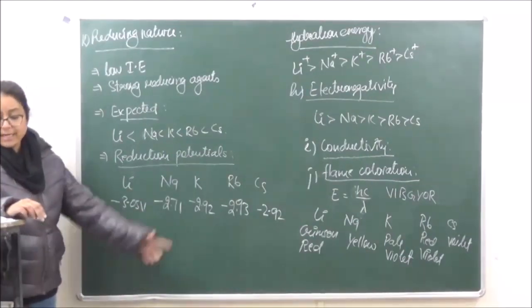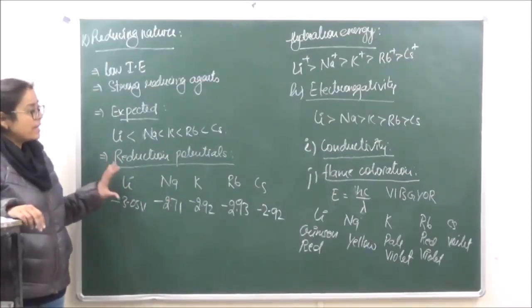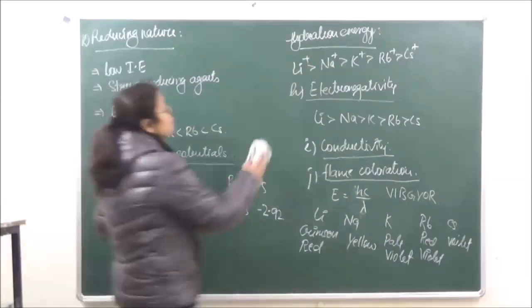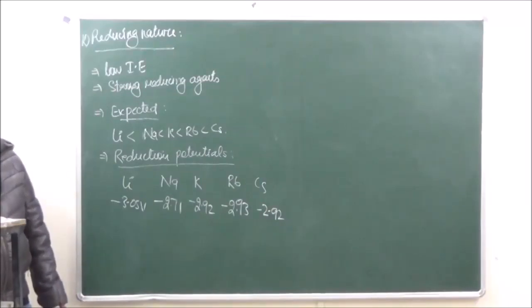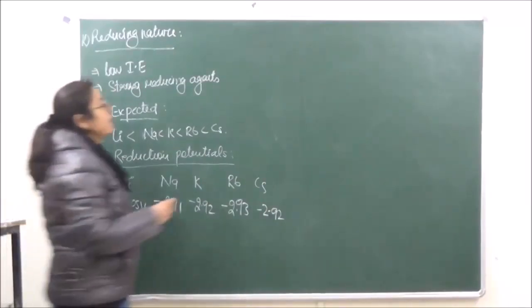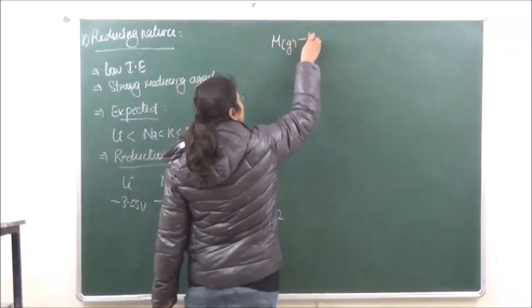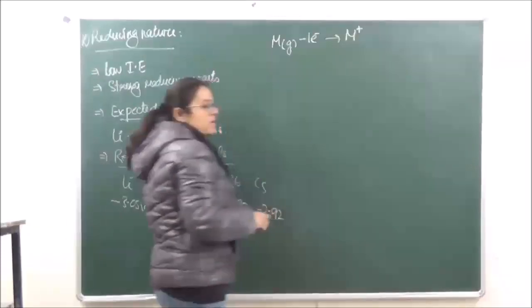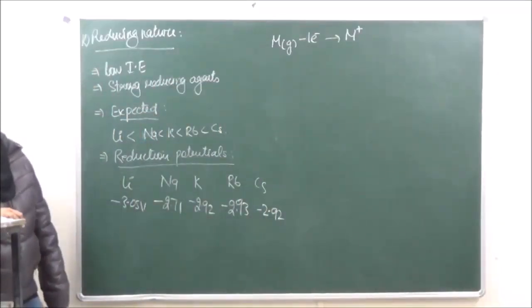According to this, lithium should have the maximum value of reducing. So let's see what is happening over here whenever oxidation is taking place. Oxidation means metal in the gaseous state will lose one electron to go into M positive state. This is how oxidation is going to take place.